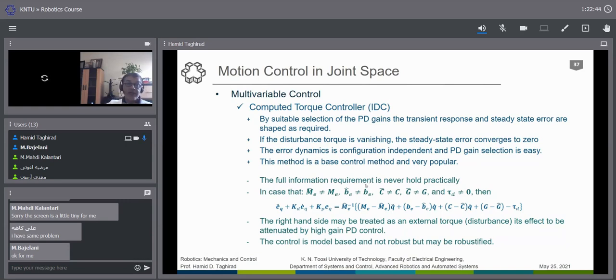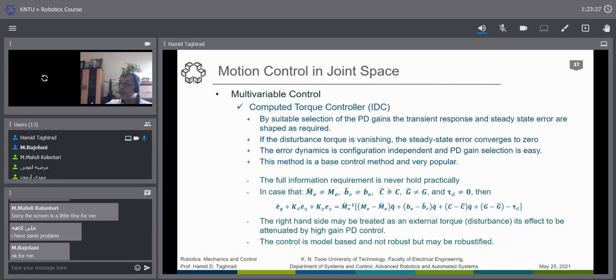And usually we have some uncertainty, some unknown knowledge here. We cannot get rid of that. And this is the most important difficulty in using an IDC controller, because it is closely related to the model of the system. It is a model-based controller, and the main problem of a model-based controller is that it is not robust. Since we don't know the exact model and parameters of the system in practice, we always have some problem.